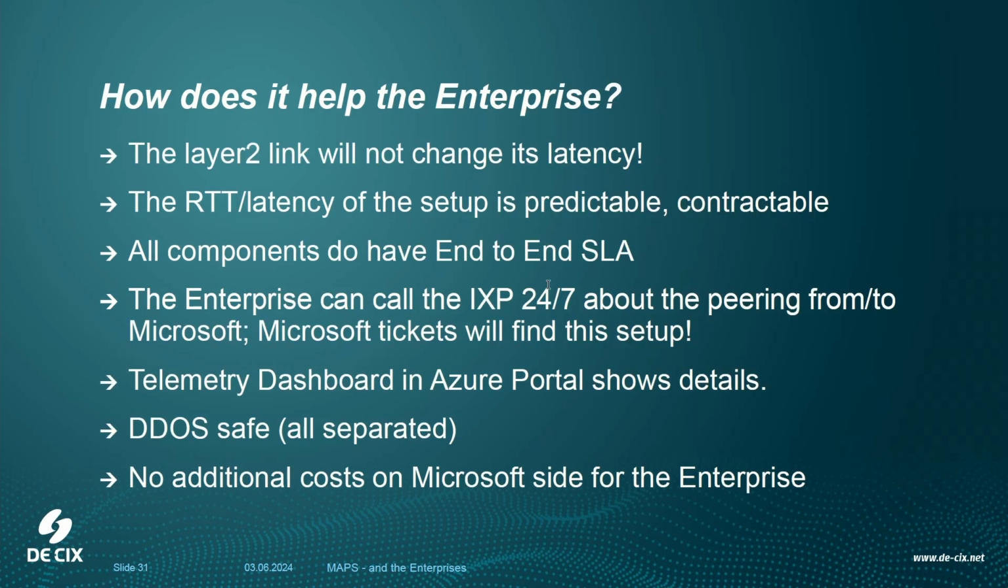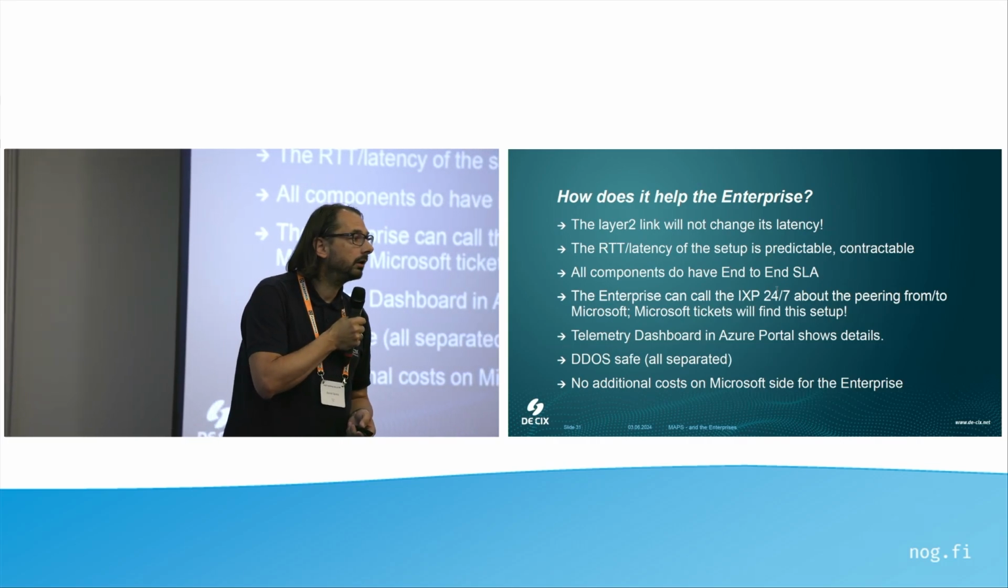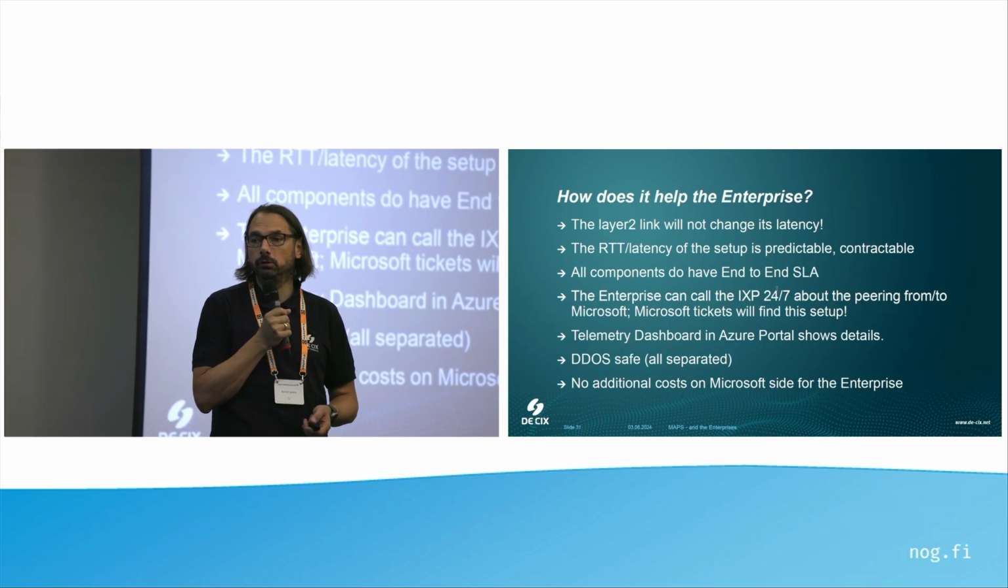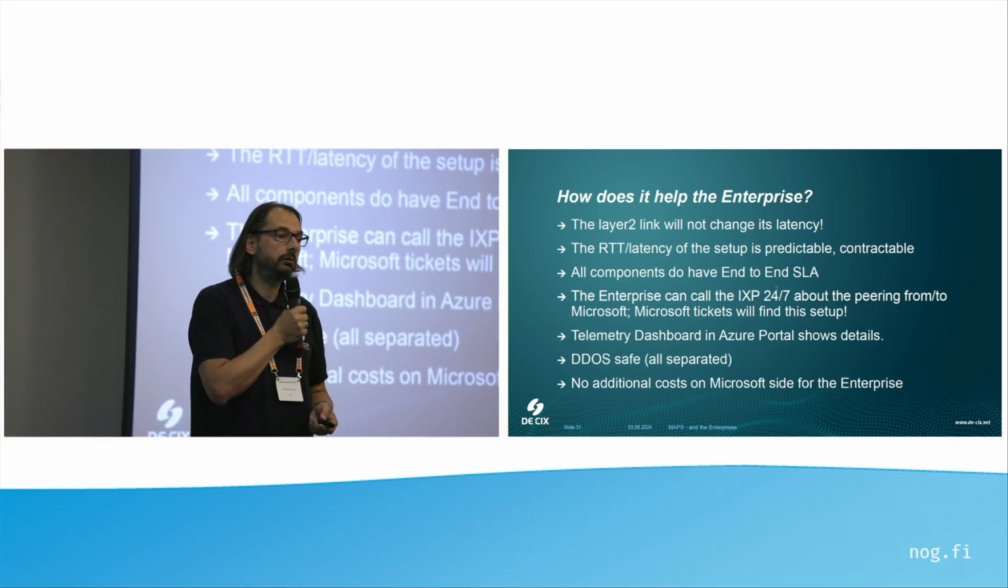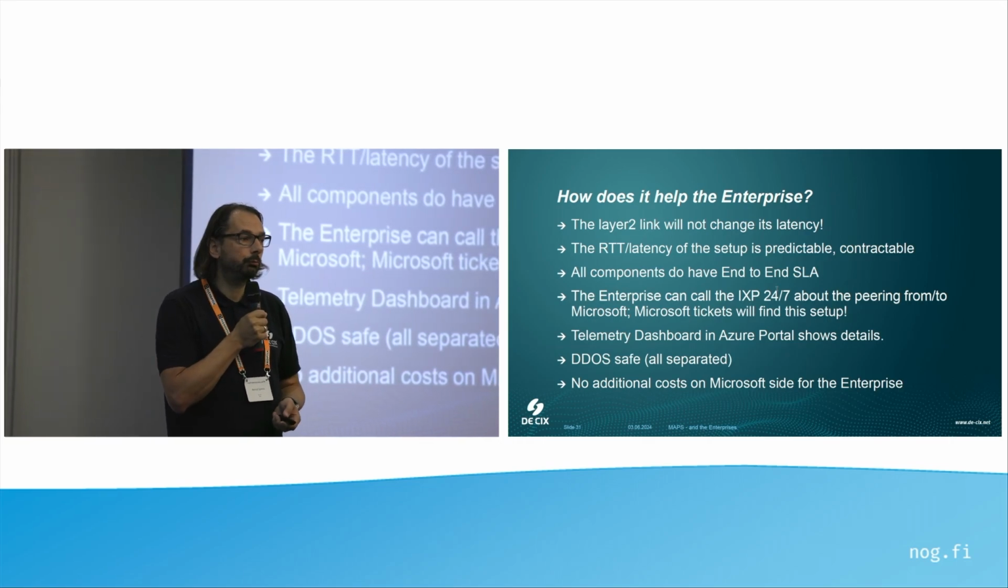So how does it help the enterprise, to summarize that. First, the layer 2 link has the advantage that it doesn't change its latency, and you can contract it down to the should-be latency. Even the backup layer 2 path, it's always built redundant, also has a predictable fixed latency. All components are coverable with SLA end-to-end. The enterprise has the possibility to call someone 24/7. There is the telemetry dashboard showing the details. It's DDoS safe because it's a dedicated encapsulated environment, and no additional costs on the Microsoft side for the enterprise except the service itself.